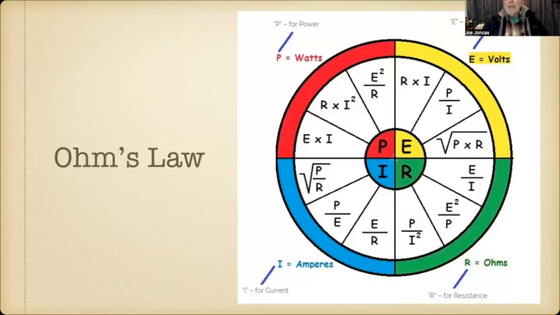And this is something else that you should have gone online and got your own version of, so that you can have it for yourself. Print it out and keep it in your notes, or have some place where you can access this. With this, you can figure out the formula for E or voltage, R for resistance, I for current, or P for power.